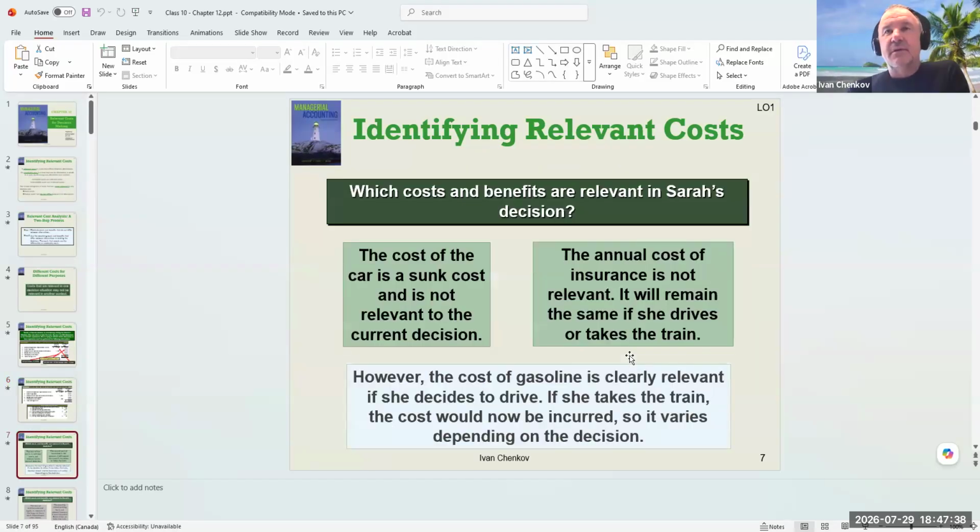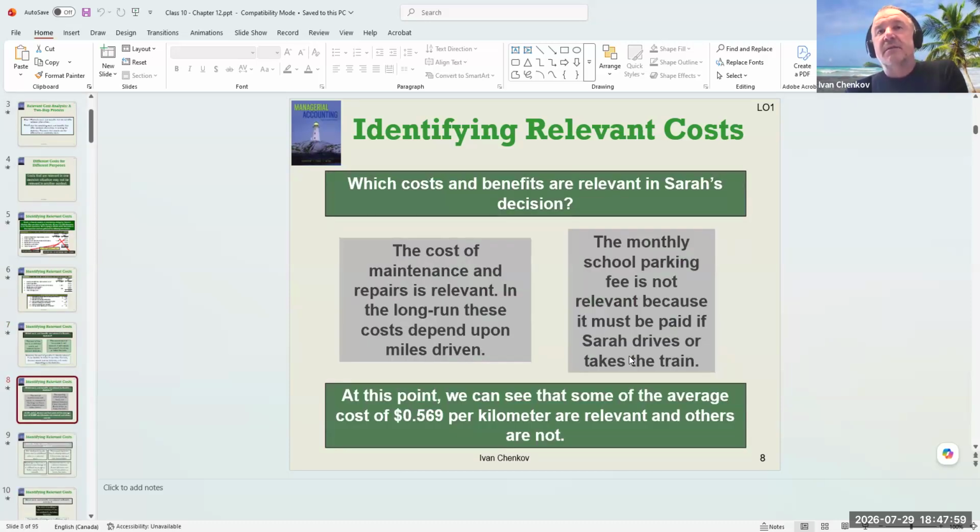So in summary, cost of the car, same cost, not relevant. Annual cost for the insurance, again, same cost, not relevant. Cost of the gasoline is clearly relevant. So if she takes the train, that cost will not be incurred, and that depends on the decision. Cost of the maintenance and repair is relevant.